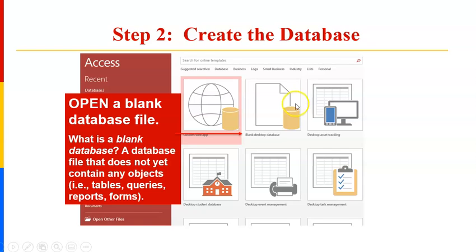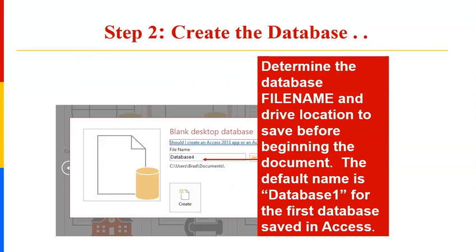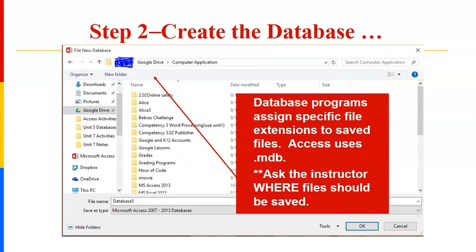So the first thing you're going to do is open a blank database. Now the version we have, they've changed so that we no longer have the custom web app first. We have the blank desktop database, and that's what we'll use. Determine the database file name. So what's it going to be called? And then the database programs assign specific file extensions to saved files, so it might be MDB. I recommend you save this to your Google Drive when you go to save it.